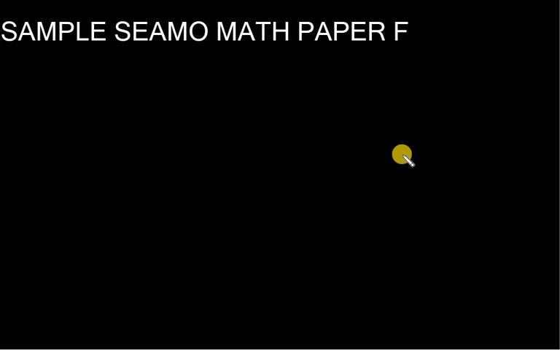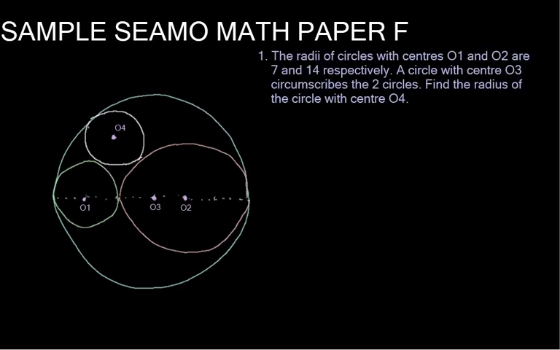In this video, I will try to solve one math problem from SEAMO math paper F. It goes like this. The radii of circles with centers O1 and O2 are 7 and 14 respectively. A circle with center O3 circumscribes the two circles. The objective is to find the radius of the circle with center O4, as in the figure.